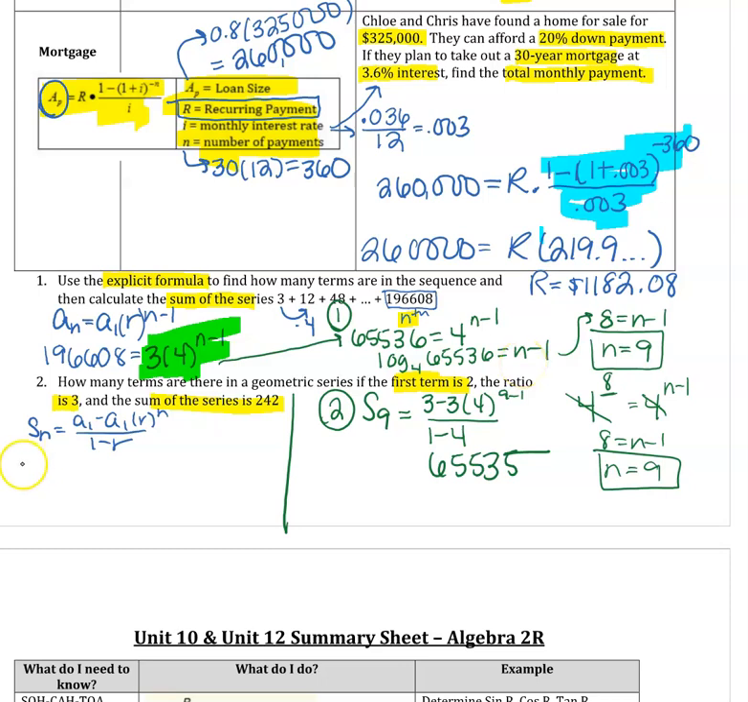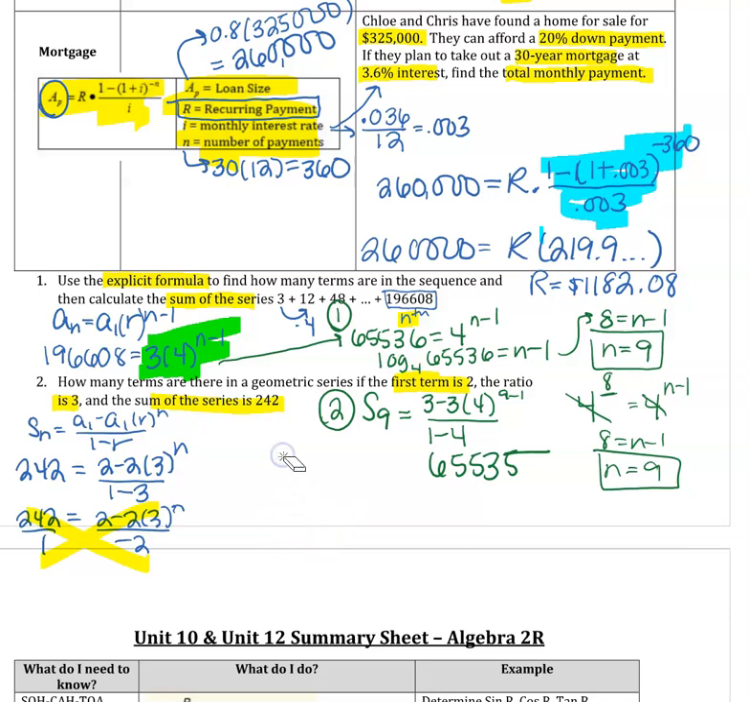I'm going to plug in what I know. 242 for the sum. Do I know the first term? Yes, I do. It's 2. 2 minus 2. I know the common ratio is 3, but I don't know how many terms, so that's n. And then my bottom here would be 1 minus my common ratio, which is 3. So cleaning this up a little bit, this is 242 equals 2 minus 2 times 3 to the n all over negative 2. And then I would put this over 1 and then cross multiply from there.